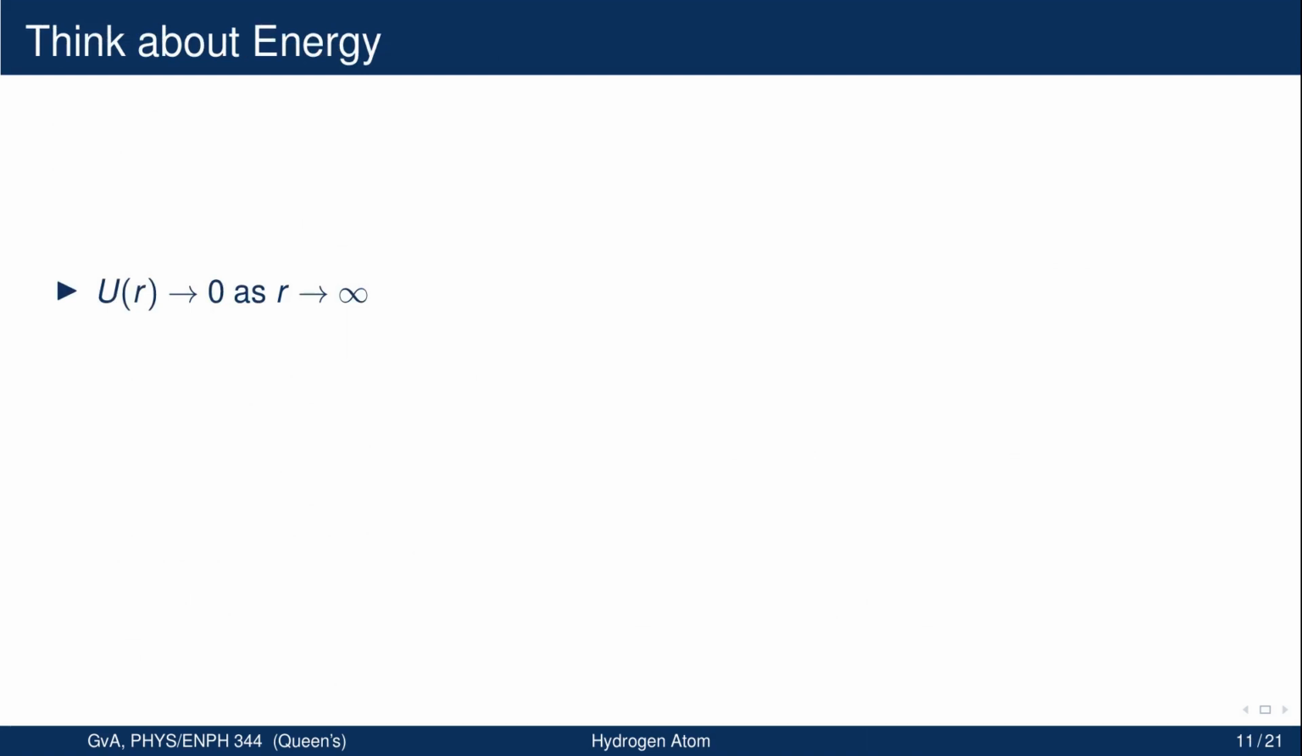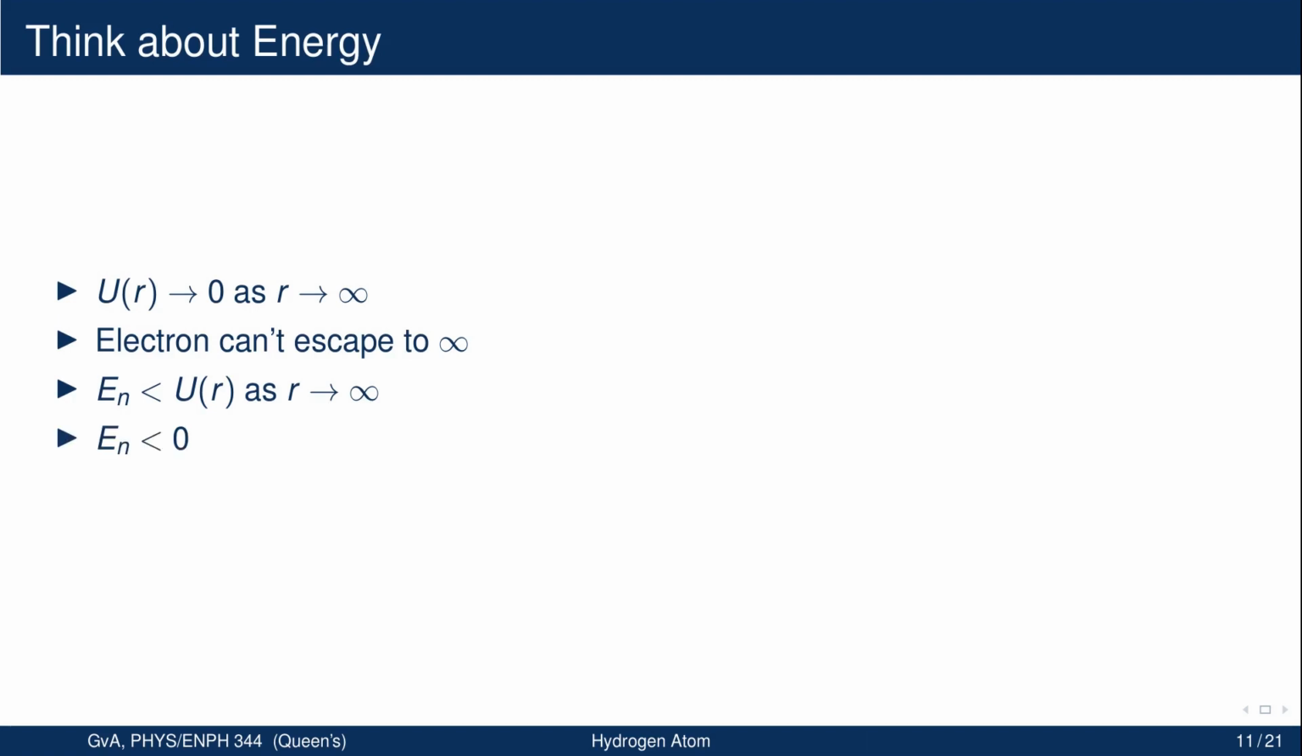Now let's think a little bit about the energy for a moment before we go on. The Coulomb potential has the property that it goes to zero for very large r. We want to study bound states of the electron, meaning they can't escape to infinity. That means that the energy of our state has to be less than the potential energy as r goes to infinity, so for all the states that we're interested in, the energy has to be less than zero. That makes sense then that our epsilon that we defined on the previous slide is negative.